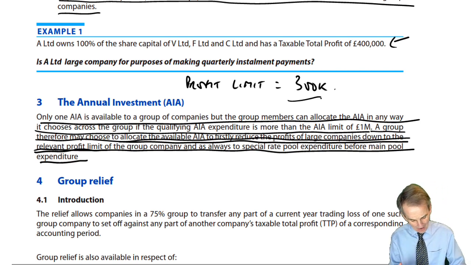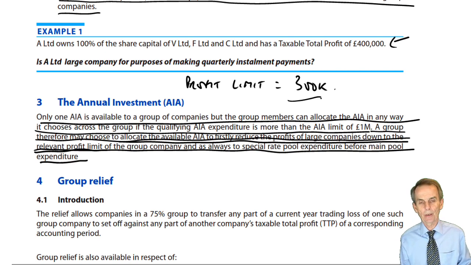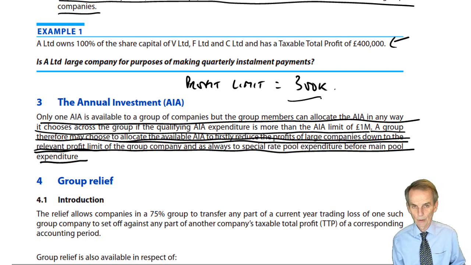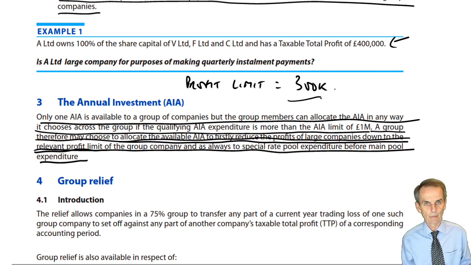So again, a particular planning issue: you can split that AIA limit of 1 million any way you like, but what does it mean? How do I make that choice? There's a main reason why you would favour one particular company over another if it can be brought down from being large to not being large, and therefore avoid the quarterly instalment payment system.